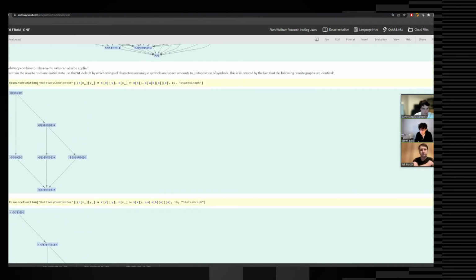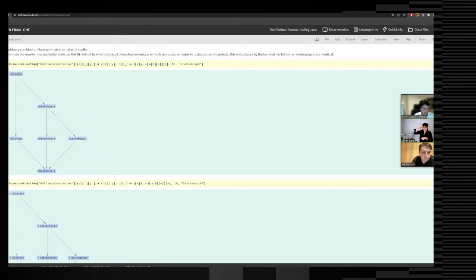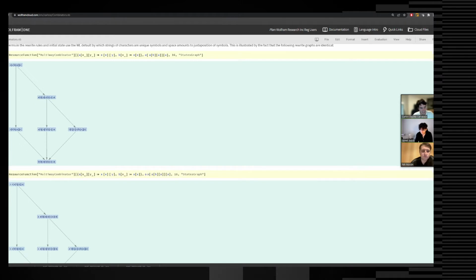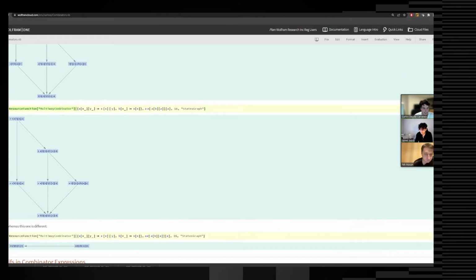This is mostly a note to self that these two graphs are the same, despite there being an extra A here, basically because you're rewriting something and it just stays on the side. Sorry, there's an extra A here. They're isomorphic. Yeah, they're isomorphic.